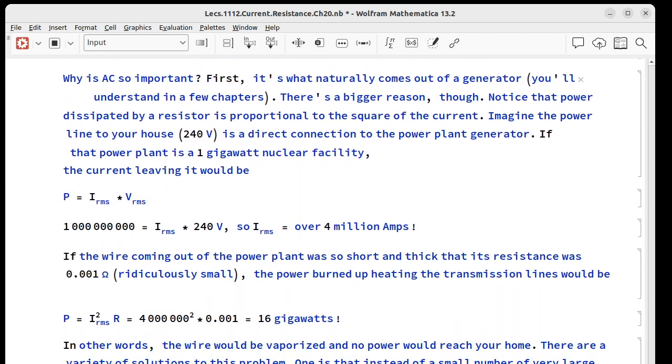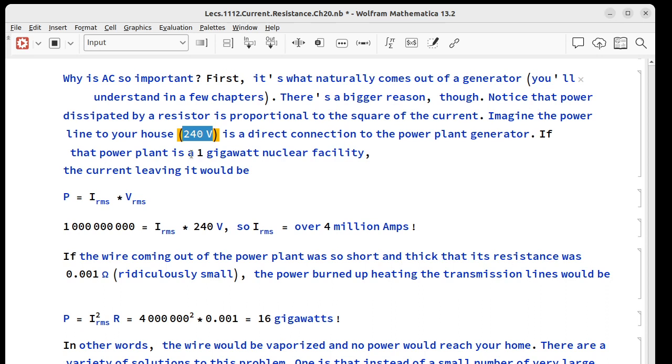Now, why is AC such a big deal? Well, it's what comes out of a generator, and we'll see that in a few chapters, but the bigger reason is related to the fact that the power dissipated by a resistor is proportional to the square of the current. The power line to your house, which is actually 240 volts, that's what your water heater and your stove and air conditioner run on. Imagine that line was directly connected to the power plant generator.